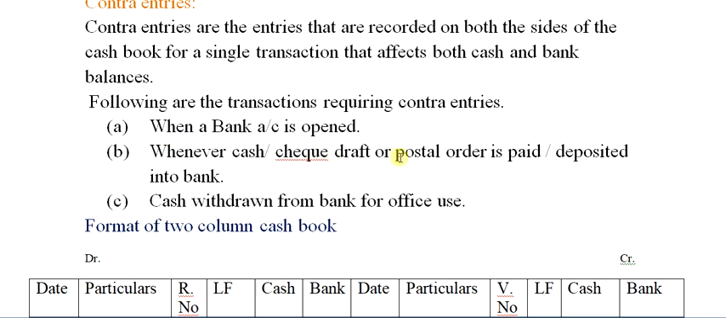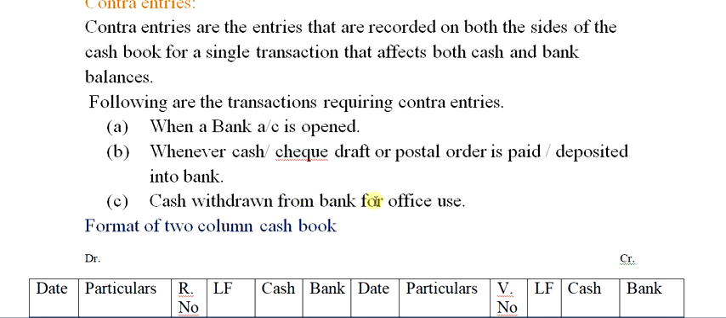Whenever cash, cheque, draft or postal order is paid or deposited into the bank, what happens? Automatically, when we pay cash into the bank or deposit cash into the bank, our cash balance reduces and our bank balance increases. Next, cash withdrawn from bank for office use. When we withdraw for office use, what happens? Our bank balance reduces and our cash balance increases. You can see, cash withdrawn from bank.